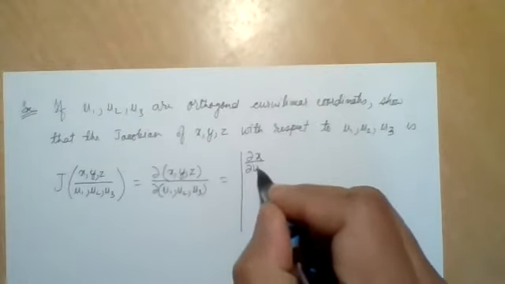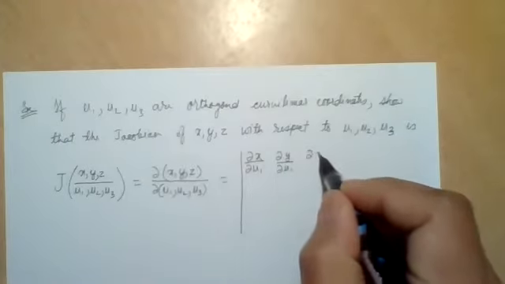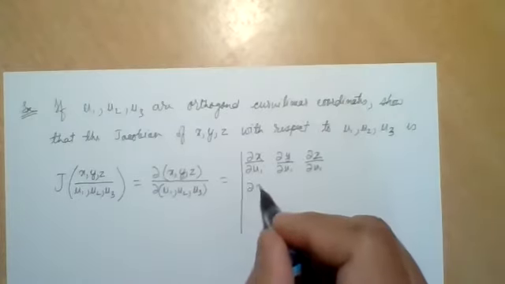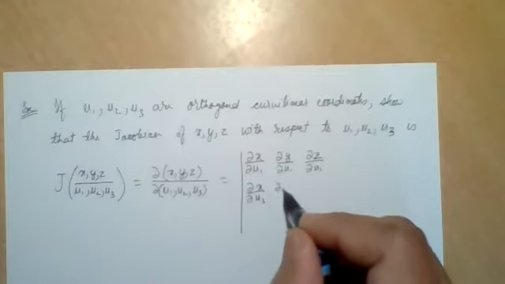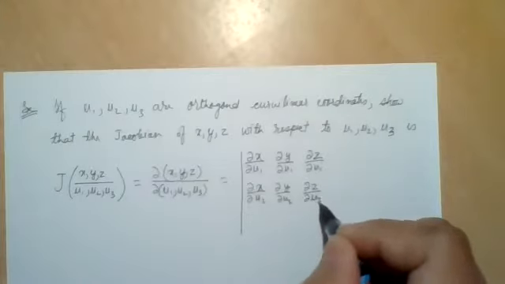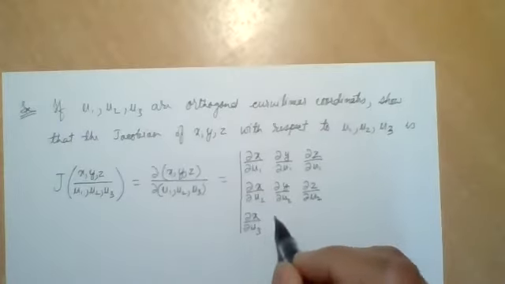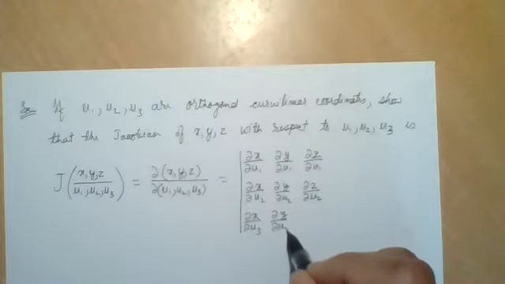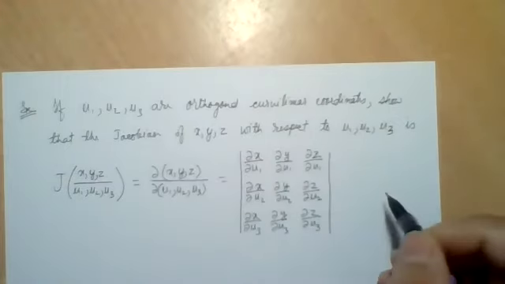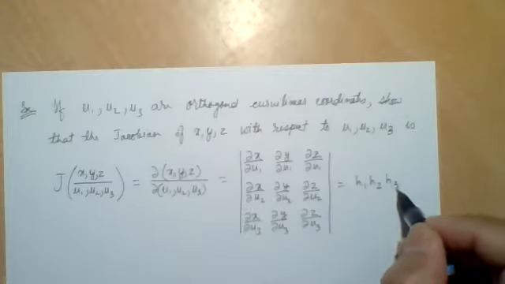del x by del U1, del y by del U1, del z by del U1. Next, del x by del U2, del y by del U2, del z by del U2. Next, del x by del U3, del y by del U3, del z by del U3. This is the determinant, and this is equal to the product of the scale factors h1, h2, h3.